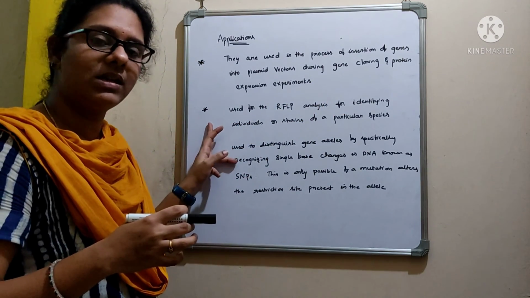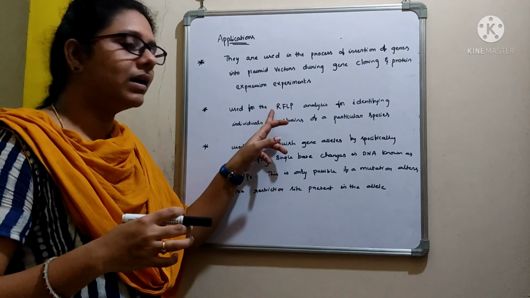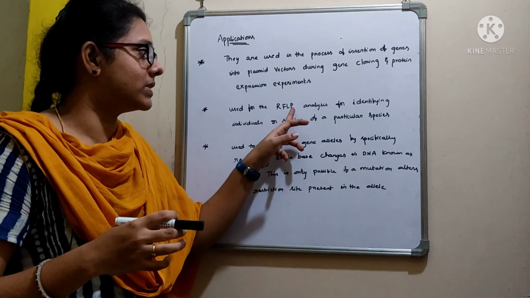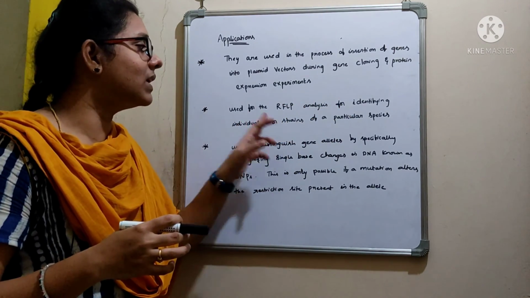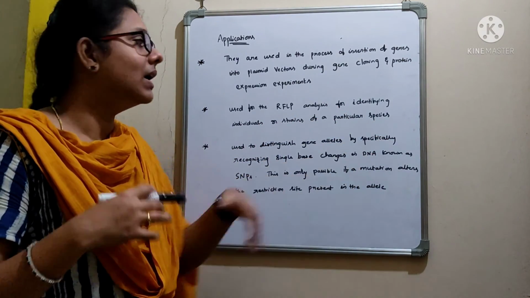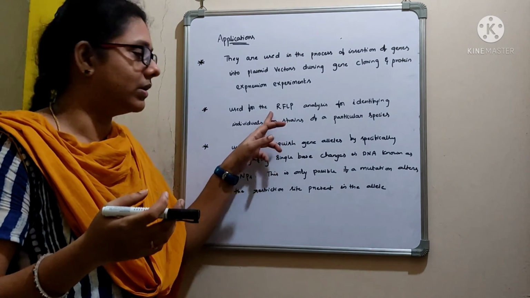Moreover, these restriction enzymes are used for the RFLP analysis. RFLP stands for restriction fragment length polymorphism, for identifying individuals as well as for the identification of strains of a particular species. I'll tell you in detail about this RFLP technique in my coming up videos.